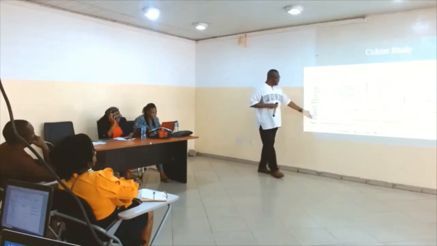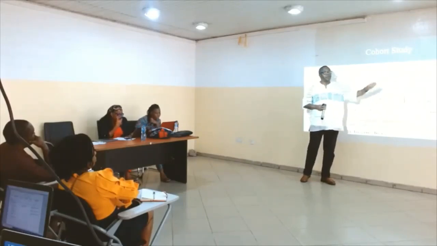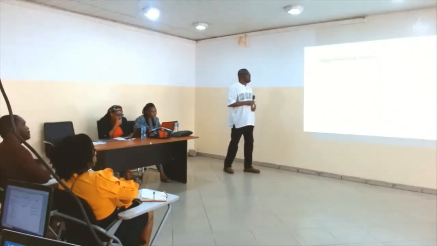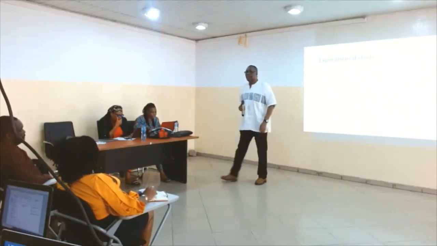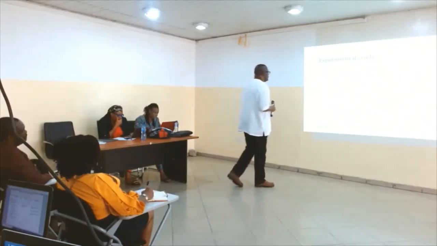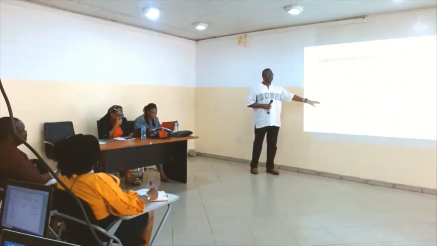Same thing here: study population, factor present, factor not present, and then you move forward. Experimental studies are defined as observation under what? Under controlled conditions. The researcher is an active agent rather than a passive observer, unlike an observational study.